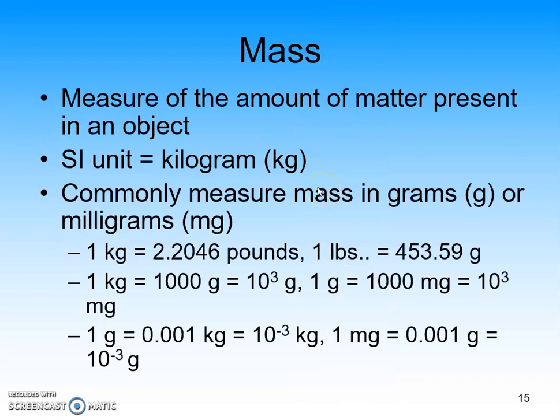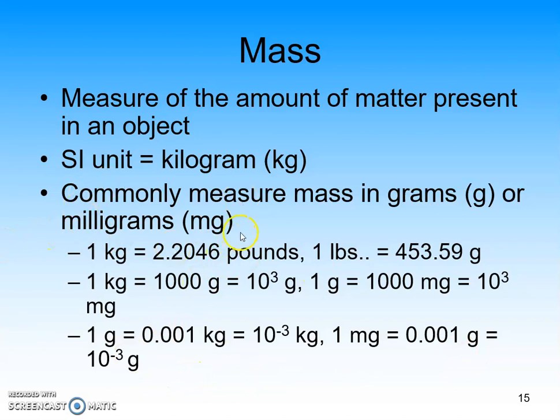Now friends, mass. Mass measures the amount of matter present in an object, and the SI unit of mass is the kilogram. We commonly measure mass in grams or milligrams. So 1 kg is equal to this amount of pounds. 1 pound is equal to this many grams. So 1 kg is equal to 1000 grams, 10 to the power 3 grams. 1 gram is equal to 1000 milligrams, 10 to the power 3 milligrams. 1 gram is equal to 0.001 kg, 10 to the minus 3 kg. 1 milligram is equal to 0.001 gram, 10 to the minus 3 gram.